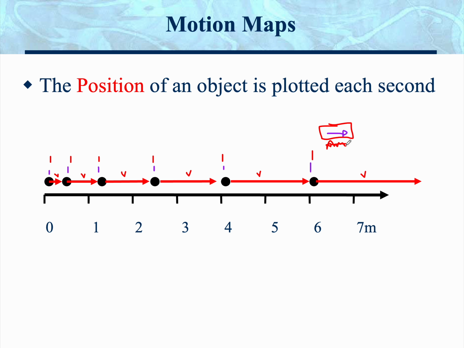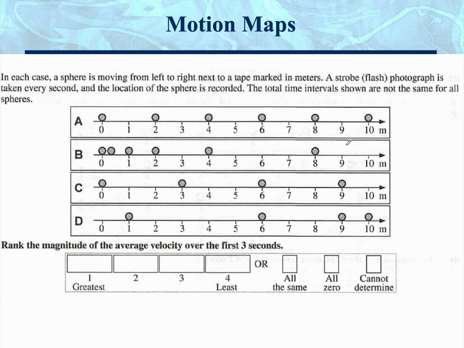And you can even do some calculations on it. So take a quick look at this one. Here's a motion map. The question is, rank the magnitude of the average velocity over the first 3 seconds. So we'll assume here we start out at 0, and then here's 1, 2, and it's moving this way. 1 second, 2 seconds, 3 seconds later it ends up here. What's the average velocity of this one? Well, it covers 6 meters in 3 seconds. Its average velocity is 2 meters per second.